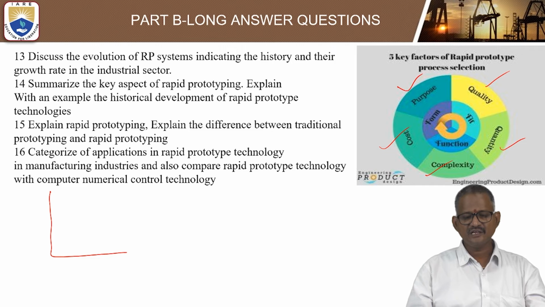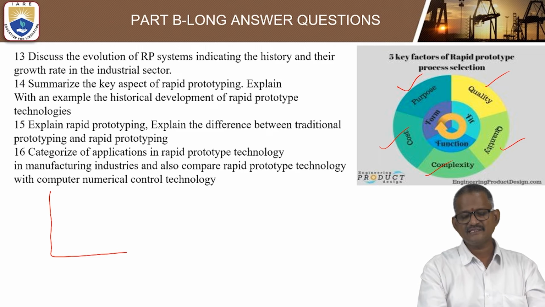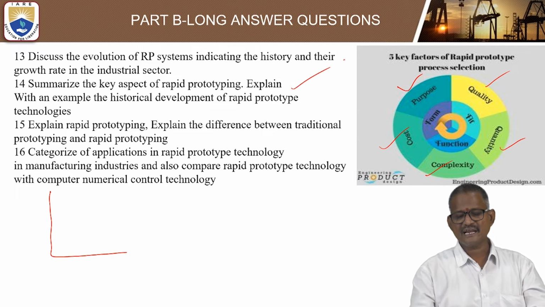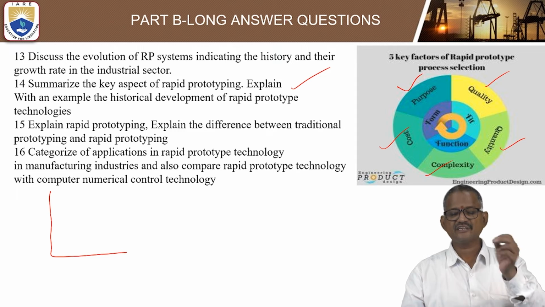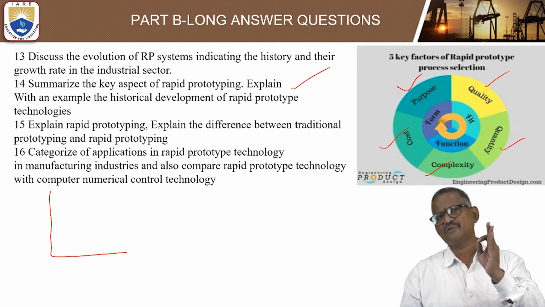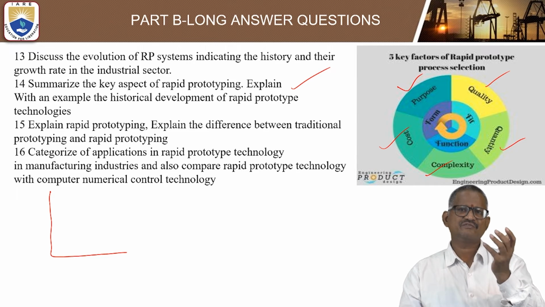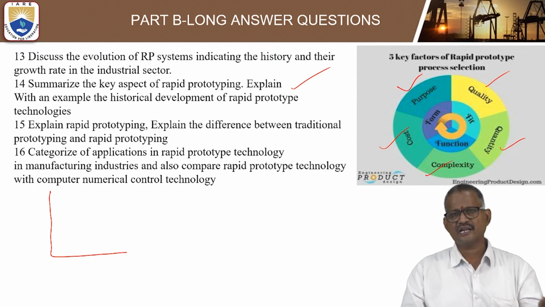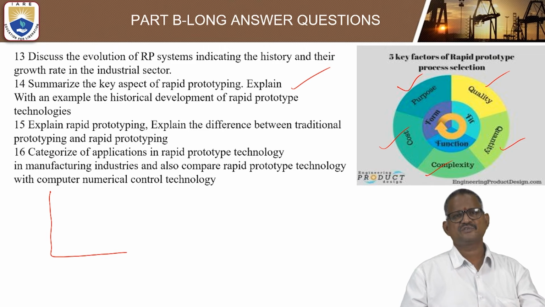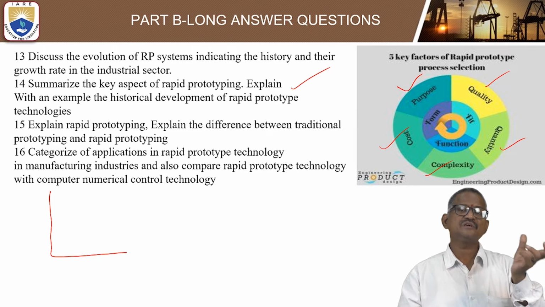Okay, and similarly let us see how the problem questions go. Summarize the key aspects of rapid prototyping and explain with an example the historical development of rapid prototype technologies. Especially here you should summarize the main aspects of rapid prototyping, how it was generated, and how it is going on now. With some historical examples, you can explain how this rapid prototyping technology developed. And one more thing is explain the difference between traditional prototyping and rapid prototyping.